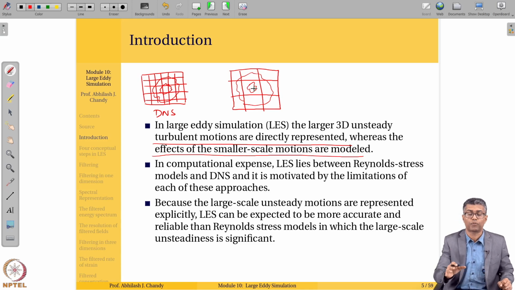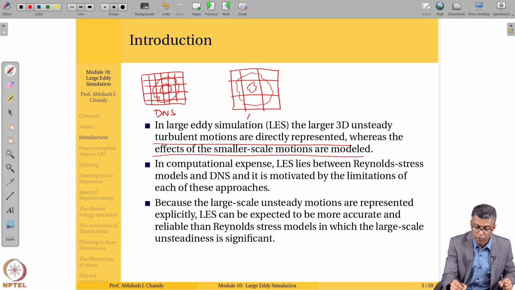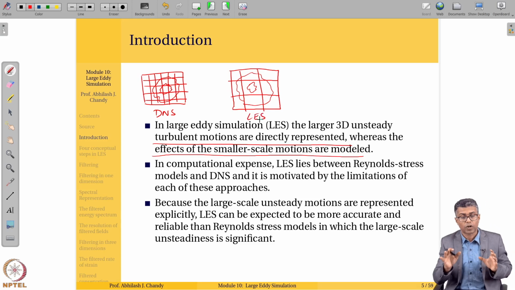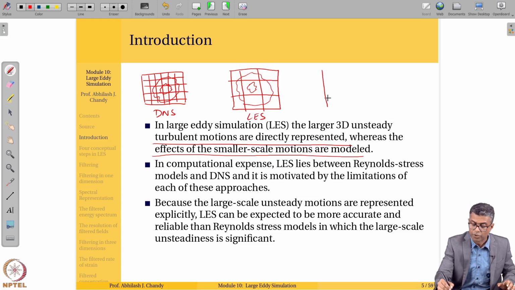And you will need a model for that because your grid is not fine enough to resolve that. I hope you're understanding. So this is for LES. Now, just for complete closure, let me draw what a RANS grid looks like.